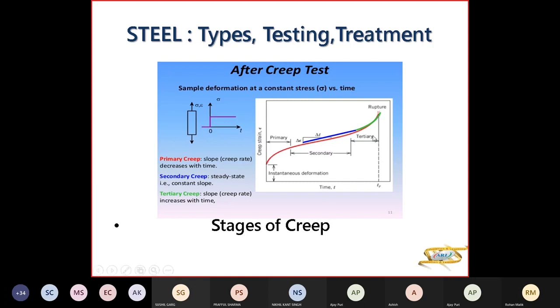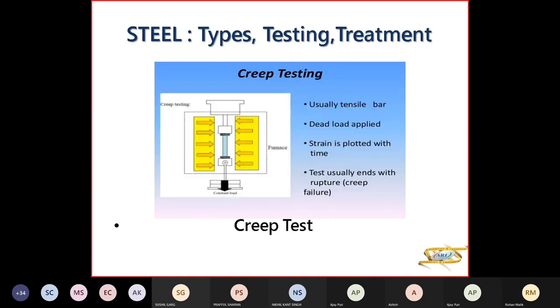So this is tertiary creep. So you have primary creep, secondary creep and tertiary creep, which is quite different than the stress strain graph we had studied. तो यहाँ क्या है, your load is applied under high temperature, तो furnace दिखाया हुआ है। So you are doing creep testing, and then the strain is plotted with time, and then you have creep failure.